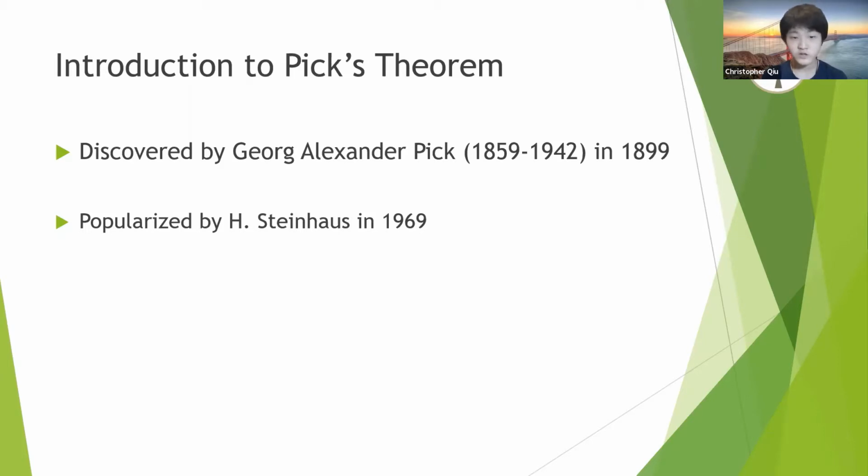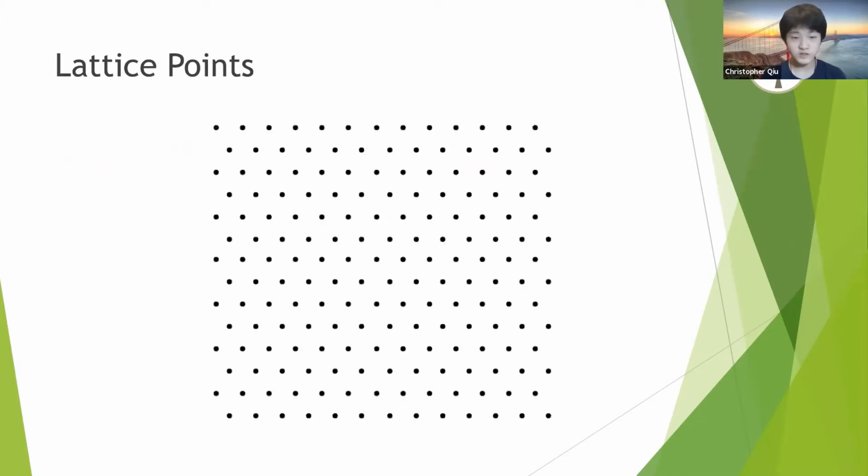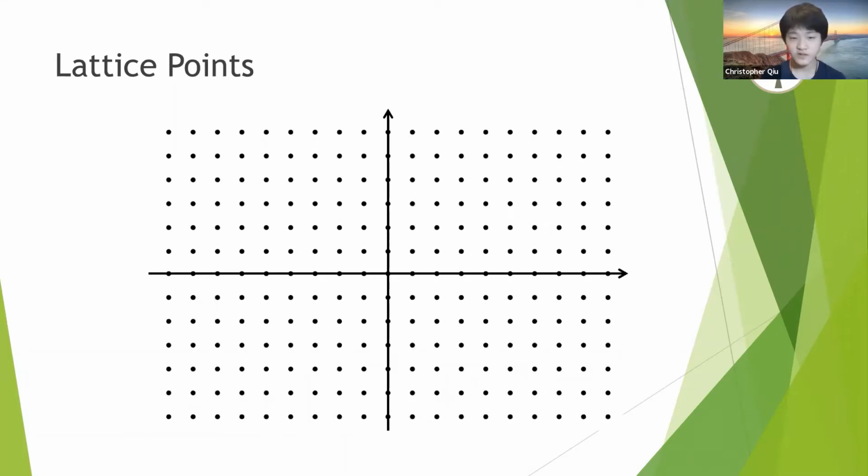Before we introduce the statement of Pick's theorem, let's first define what lattice points are. There are several frequently used types of lattice systems. One is the hexagonal lattice, and here is the square lattice, which is the most frequently used. In the Cartesian coordinate system, we define lattice points as points that have integer coordinates.